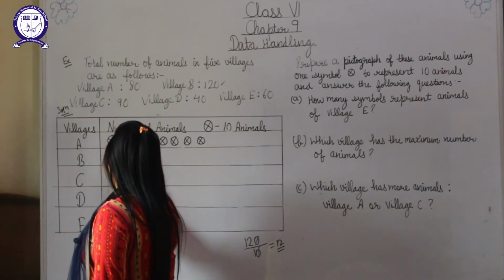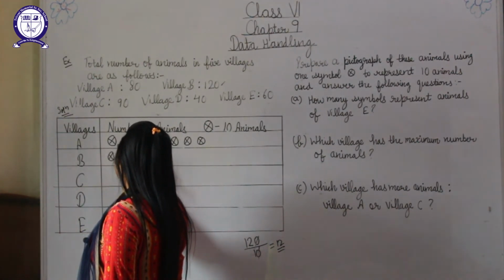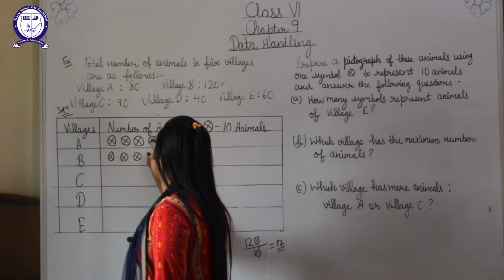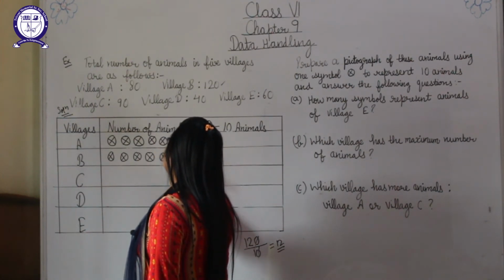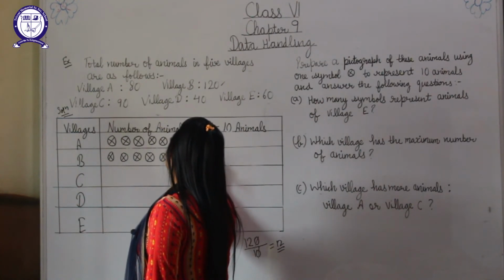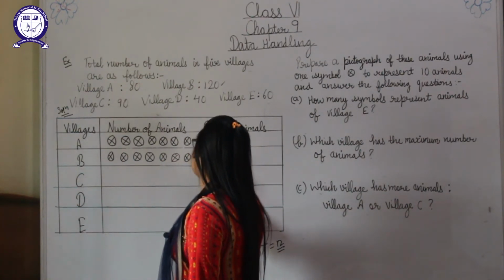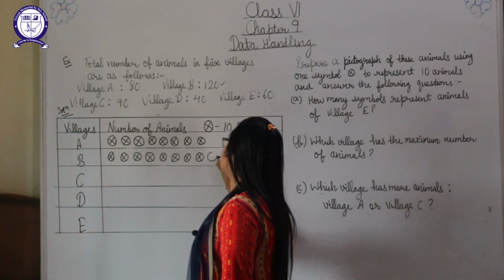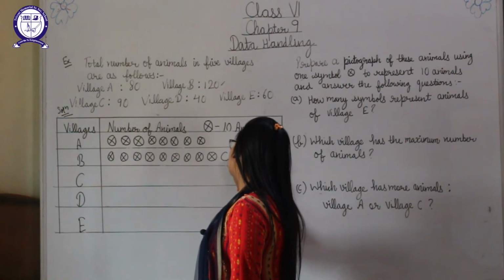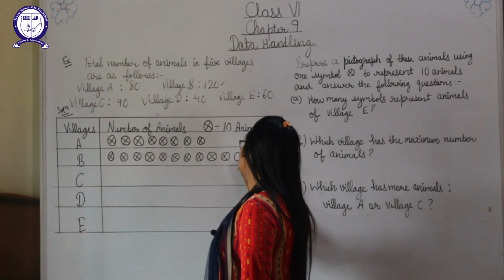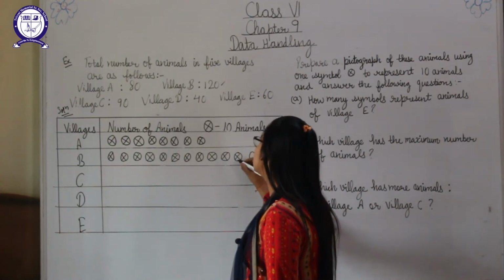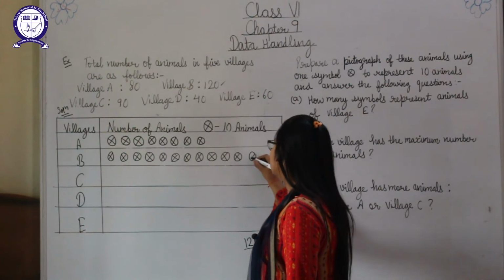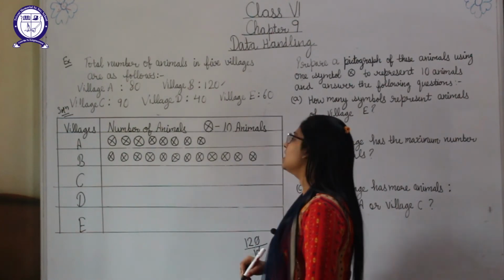One symbol for 10, 2 symbols for 20 animals, 3 symbols for 30, 4 symbols for 40, 5 symbols for 50, 6 symbols for 60, 7 symbols for 70, 8 symbols for 80, 9 symbols for 90, 10 symbols for 100, 11 symbols for 110, and 12 symbols for 120 animals.